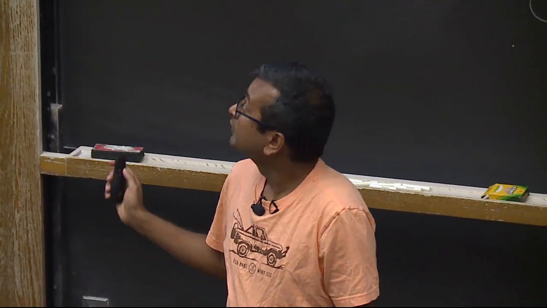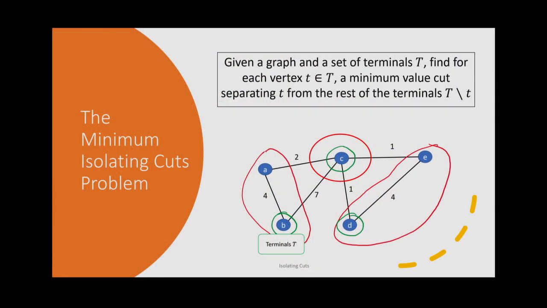Okay, good. So that's my problem. I've stated the problem earlier, so let me not restate it. But here in this example, as you can see, there are 3 terminals. These are the sampled vertices B, C, and D, and I want minimum cuts that separate B from C and D, C from B and D, and D from B and C. And these are 3 such cuts that I have drawn.